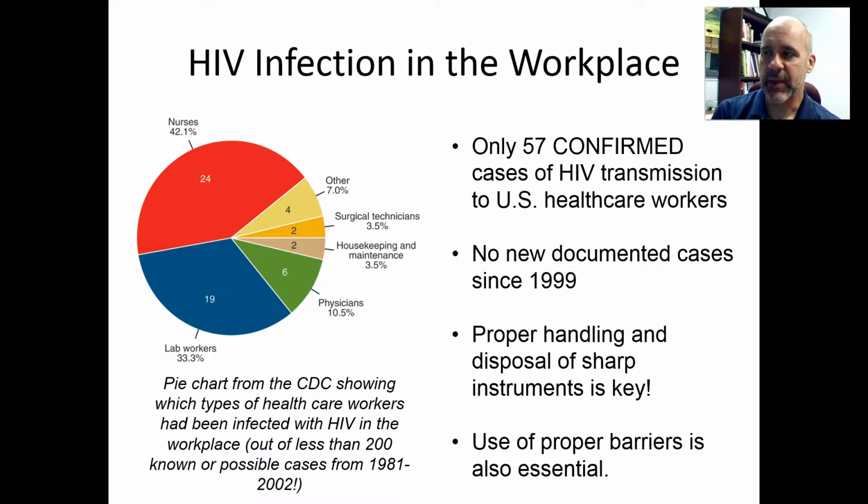That doesn't mean you can be casual about it. You can't. You've got to follow all the rules and regulations about working with HIV patients. But lucky for us, it's not something that's transmitted all that easily. You've got to have some kind of body fluid to body fluid type contact. This pie chart, though, does show among the healthcare workers who did get HIV, it was transmitted in the workplace. 42% were nurses, 19% were lab workers. So nurses and lab workers made up the bulk. Notice only 10.5% were physicians, and then just a few numbers of people in other employment categories in the workplace.